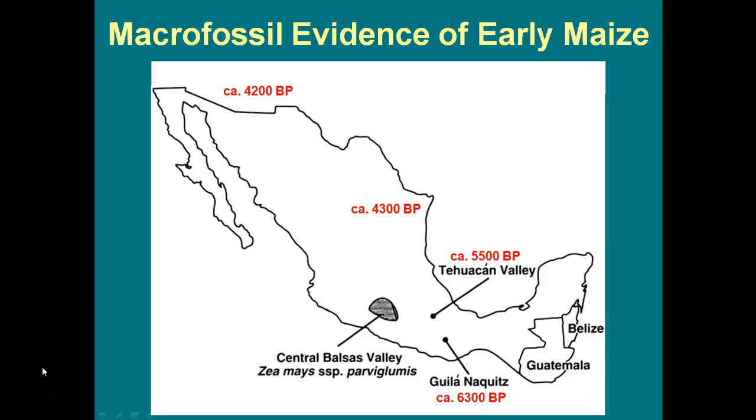And corn spread northwards, up into Tamaulipas and northern Mexico, where in cave sites, corn has been recovered, dating to 4300 BP. And by 4200 BP, corn is present here in the American Southwest, being grown in irrigation systems down around Tucson, and also above the Mogollon Rim.